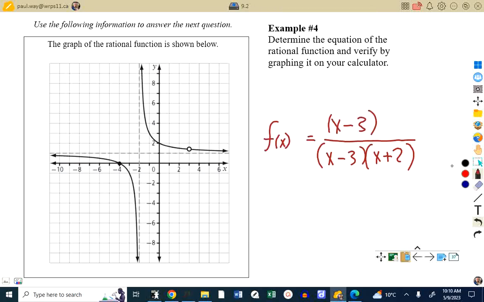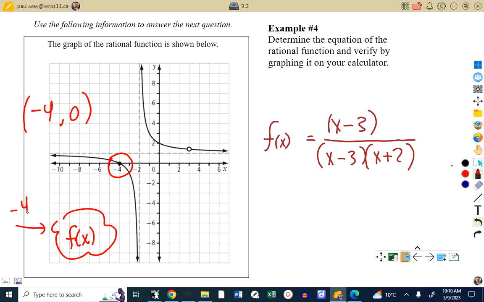What's the issue here? The issue is the x-intercept. Now think about this for a second. If this is at negative 4 comma 0, that means when you take negative 4 and feed it in here, you have to get 0 for y. Y is f of x. What's the only way this can be 0 at x equals -4?